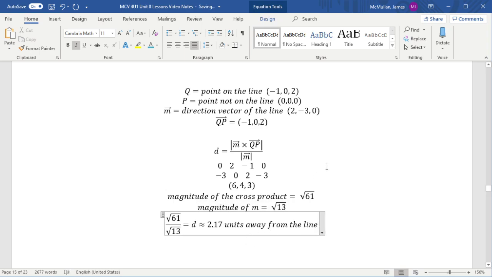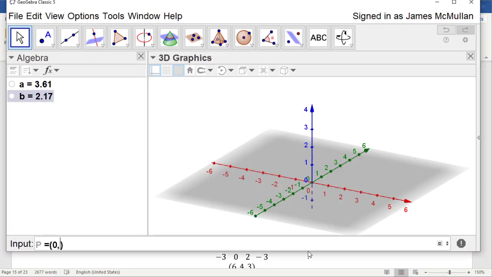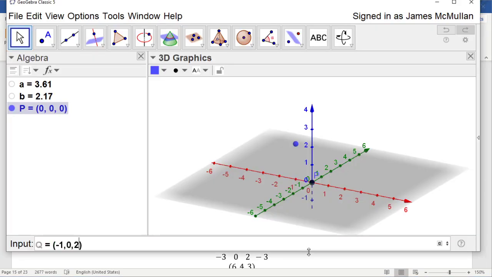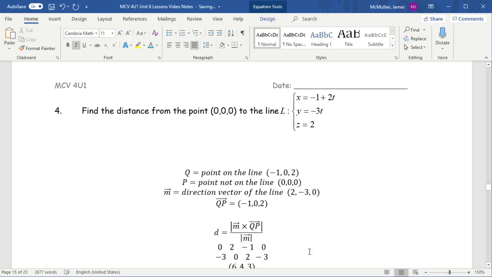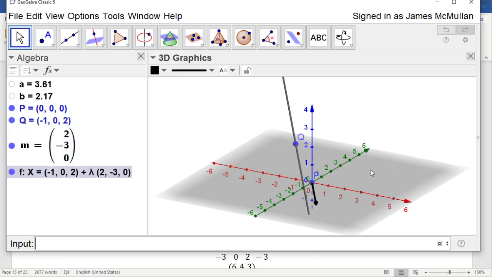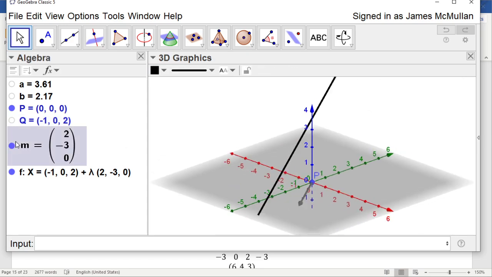Okay, now let's draw it so we can show. P is a point that's not on the line, so P is just (0, 0, 0) here. Q is the point (-1, 0, 2). Then the direction vector was (2, -3, 0). So we have a line that passes through Q with direction vector m. Now what's the shortest distance between that point and that line? Sorry, it's the direction vector I want to get rid of.